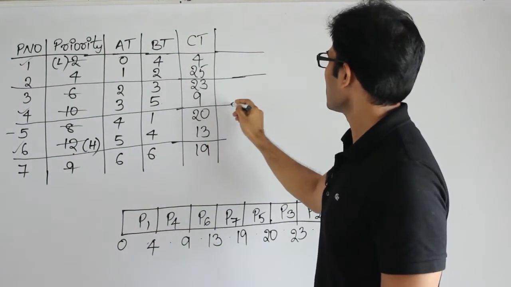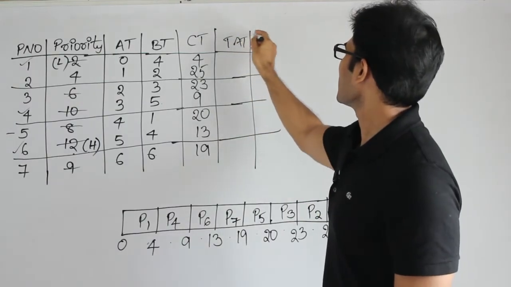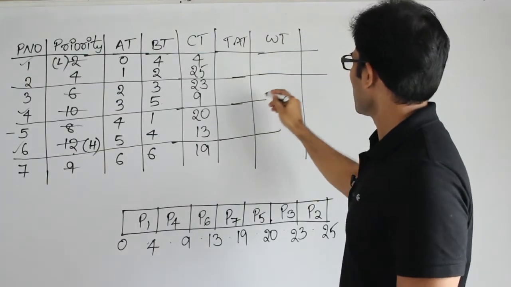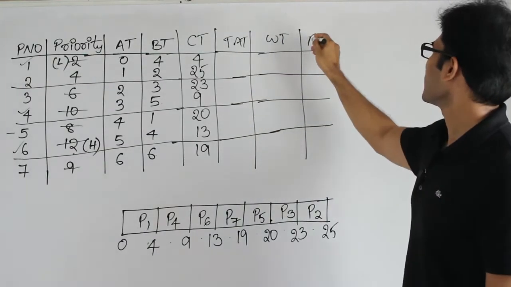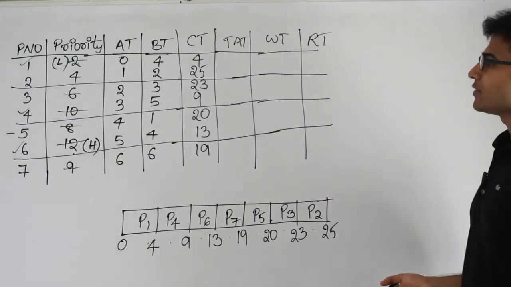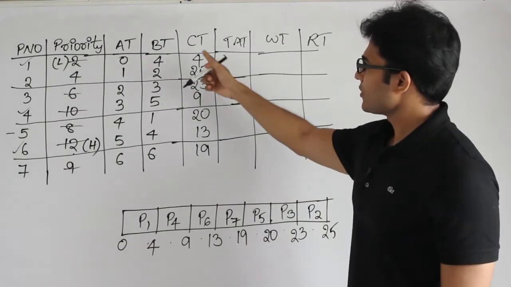Therefore you can obtain the turnaround time and waiting time. So turnaround time and waiting time, and you can find out even the response time too, right? You can find out all these times and you can find out the average of them. So you could do it anyway, but let me just do it so that you can cross verify the solution. Now what is turnaround time?